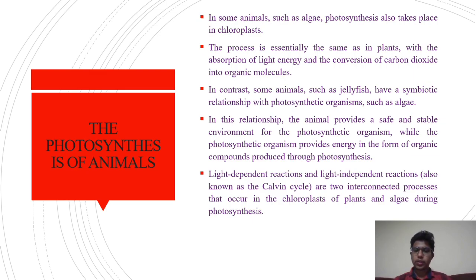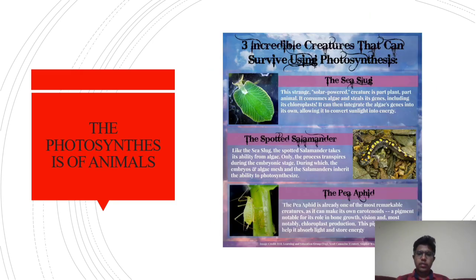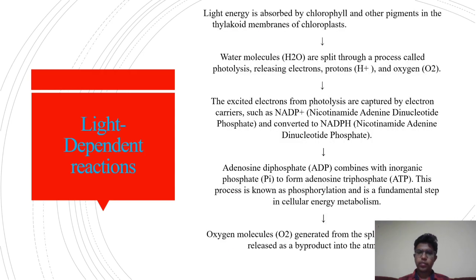Light dependent reactions and light independent reactions are two interconnected processes that occur in the chloroplasts of plants and algae during photosynthesis. This is an example of how green algae carry out photosynthesis and how animals can have photosynthesis. Okay.